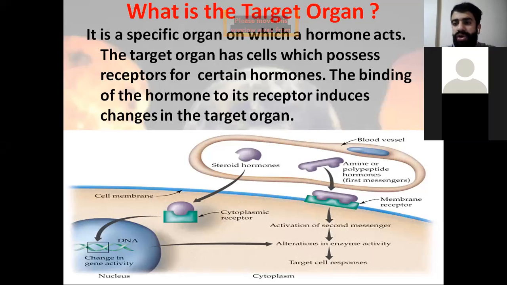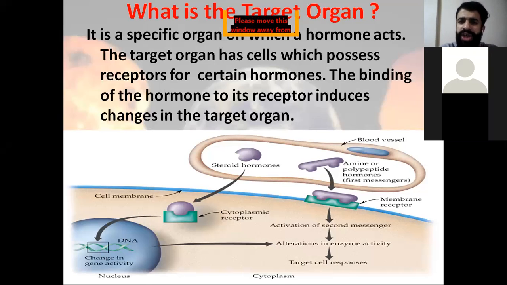It's a specific organ where the hormone can act. The target organ, what does it possess? It possesses specific receptors for the hormone. Whenever the hormone binds to the receptor, this will induce a change.